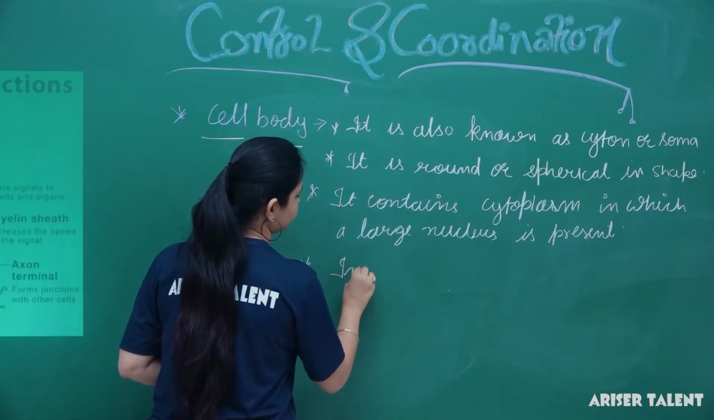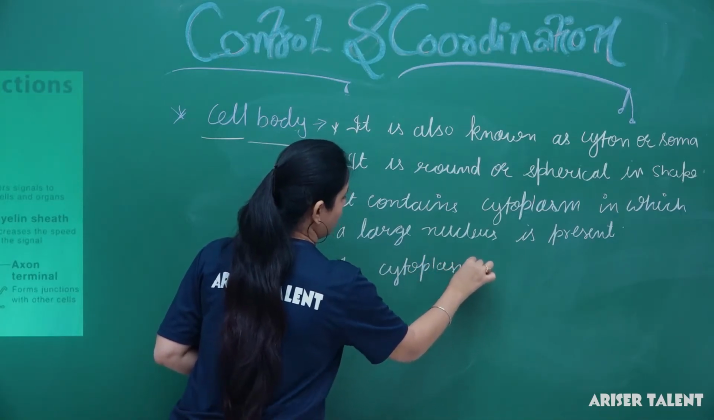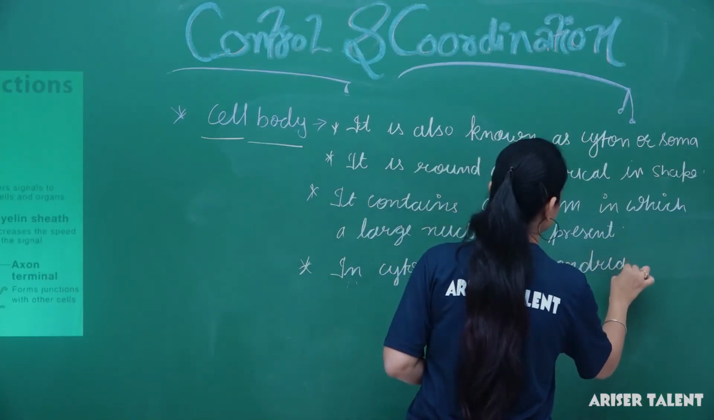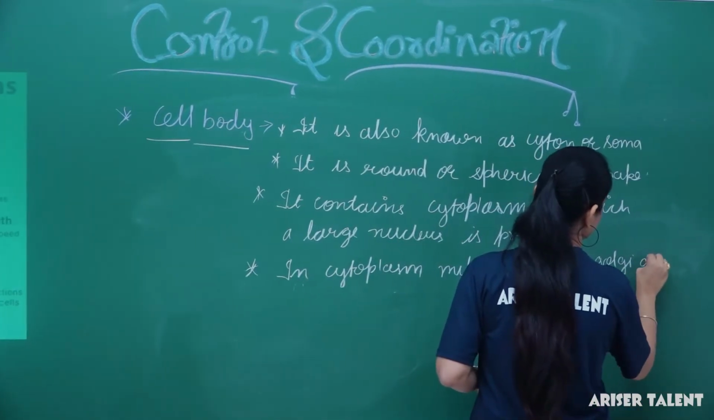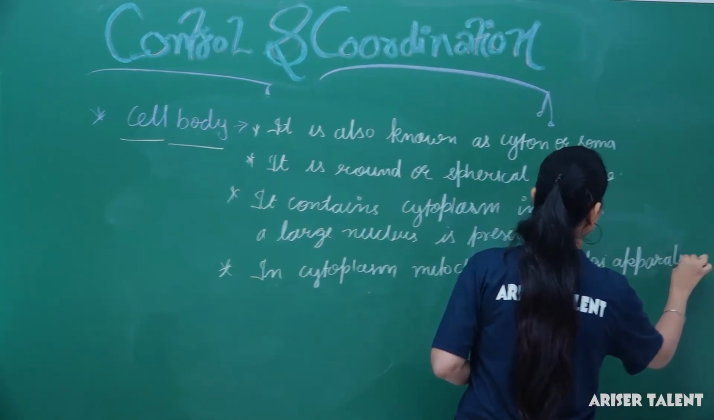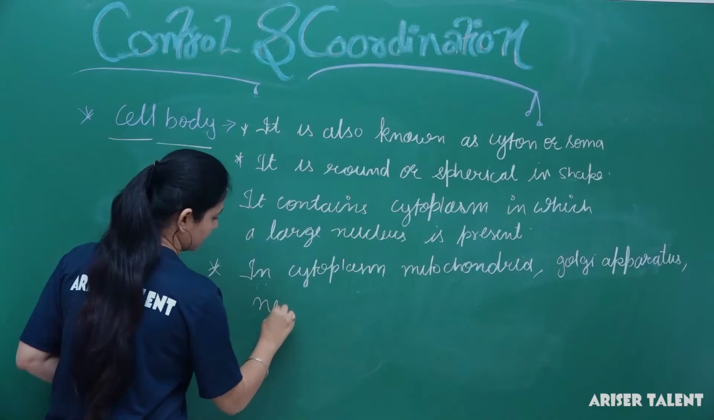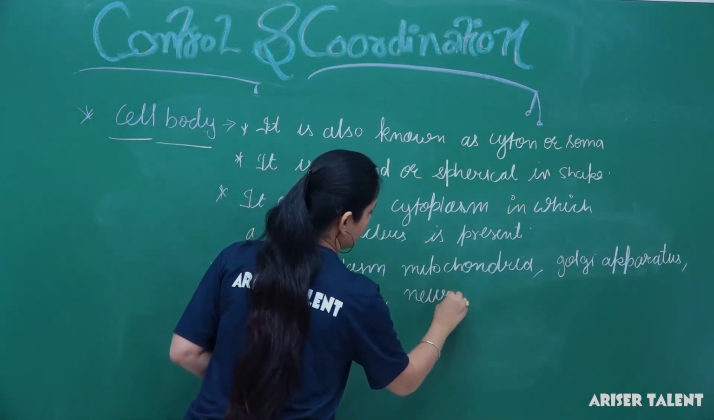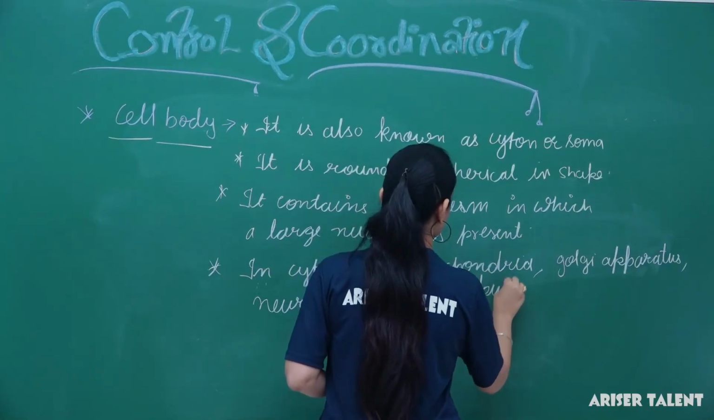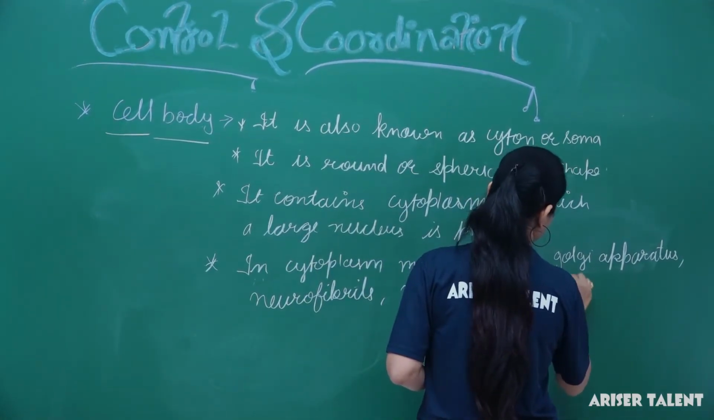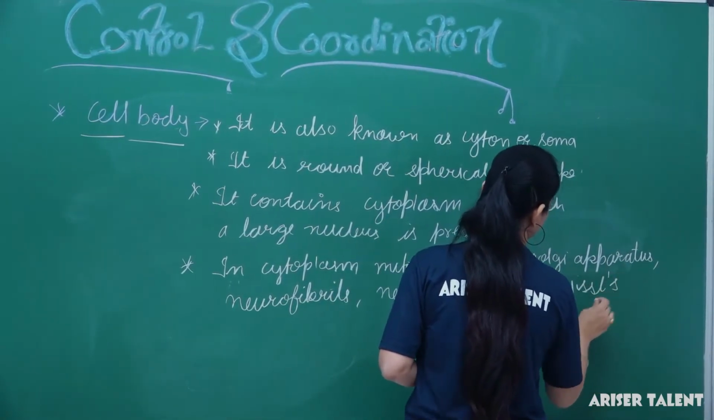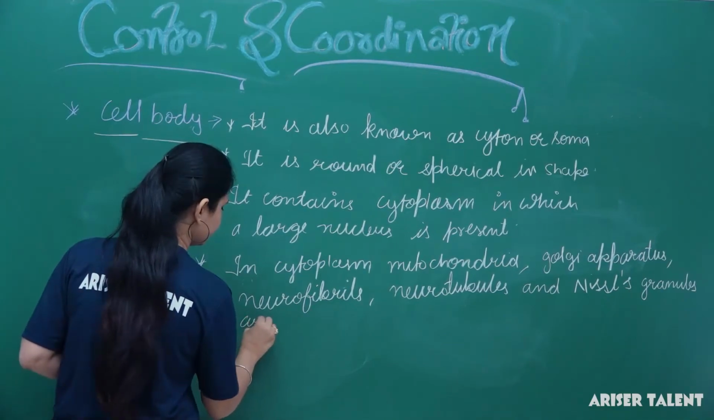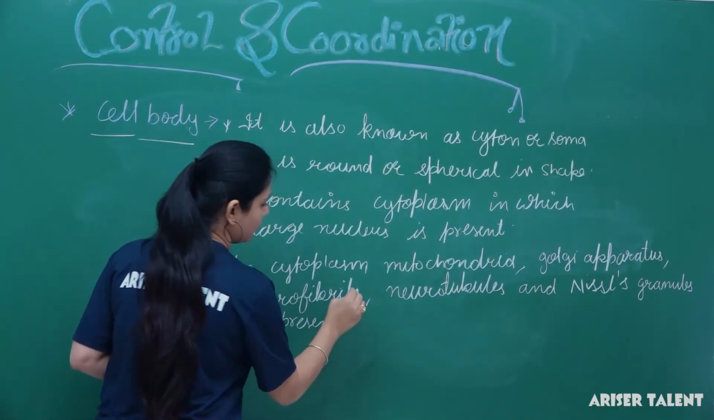Next, in the cytoplasm, mitochondria, Golgi apparatus, neurofibrils, neurotubules, and Nissl granules are present. Okay.